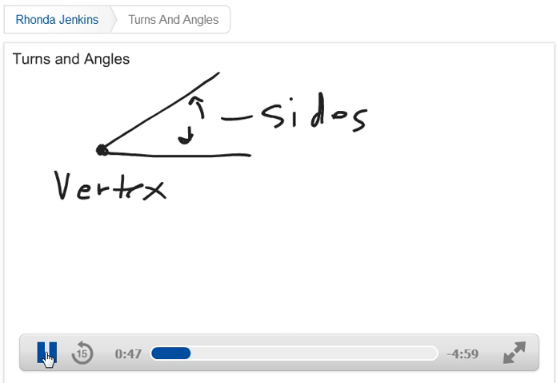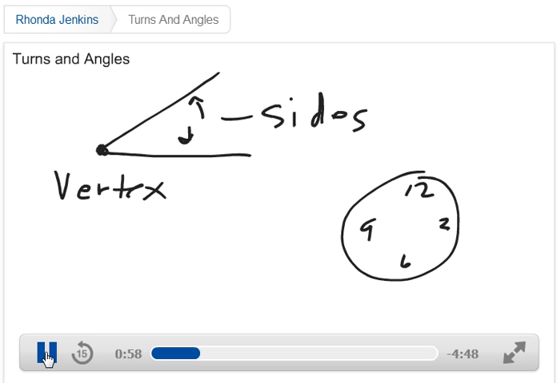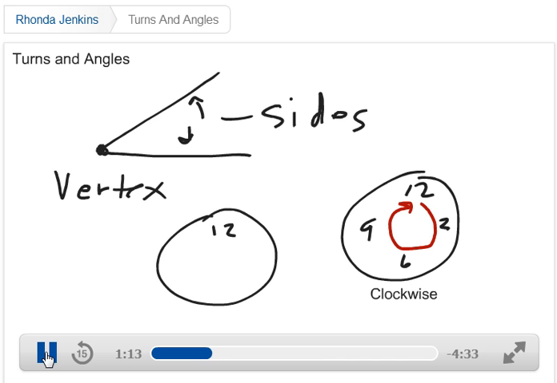Angles are used to help record turns. We talked about different kinds of turns. We talked about clockwise turns, so you just have to think about a clock. The way the hands turn on the clock, it goes according to the clock, or clockwise. So that's clockwise. But then there's also counterclockwise. Let me draw my clock again and I'll show you counterclockwise. Counterclockwise goes against the way a clock goes.